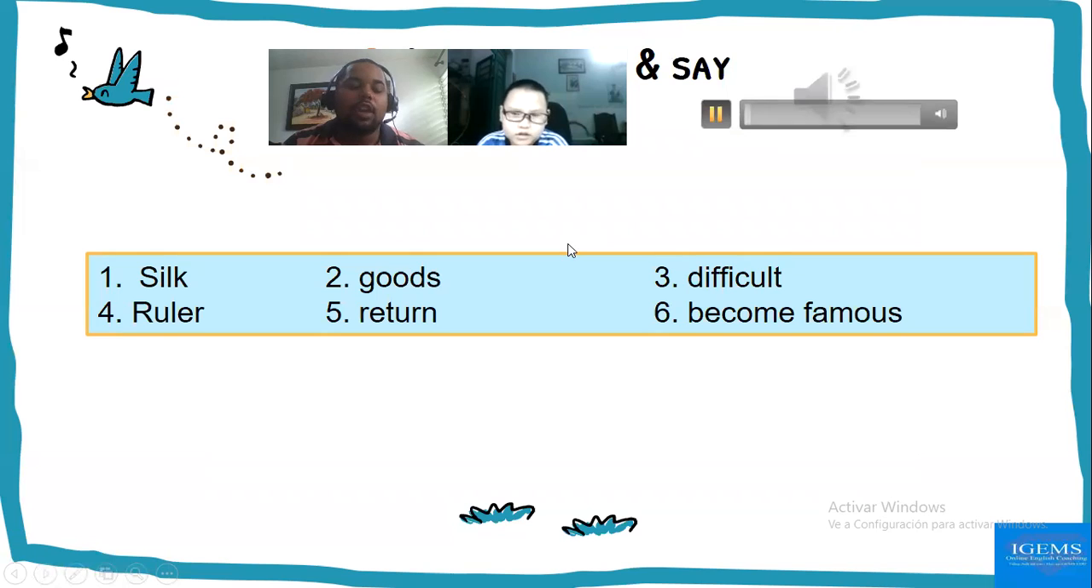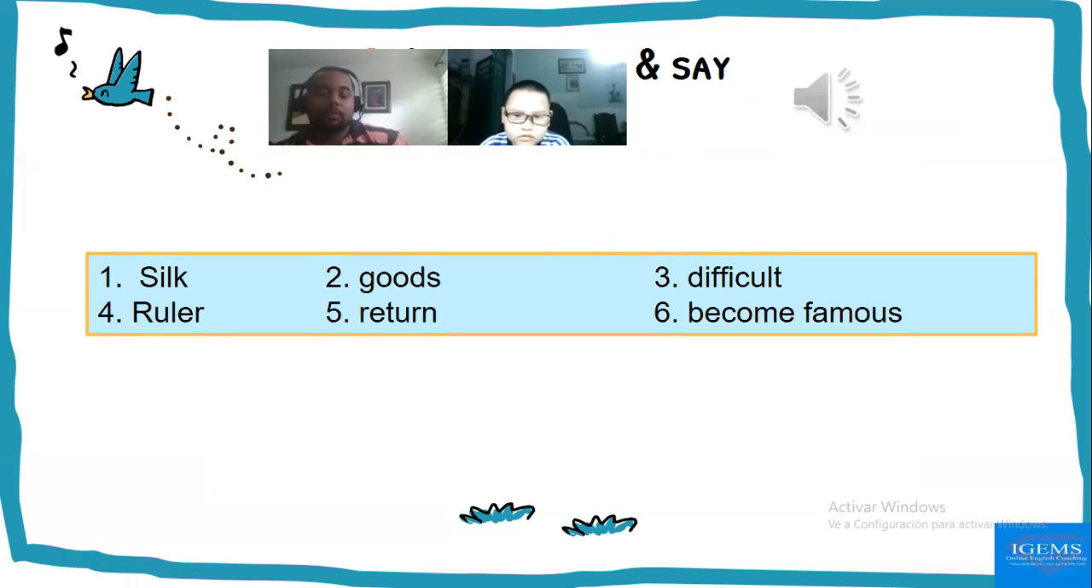Page 10. Okay, I want you to repeat. 4. Trade. B. Listen, point, and say. 1, silk. 2, goods. 3, trade. 4, ruler. 5, return. 6, become famous. Okay, what is number 1?